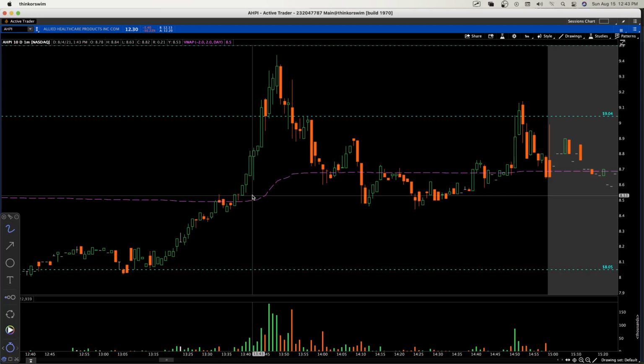Don't just look at VWAP, and every single time that a stock breaks VWAP, take a trade thinking that it's going to rally. Sometimes it may, but it doesn't always mean that's what's going to happen just because it broke VWAP.